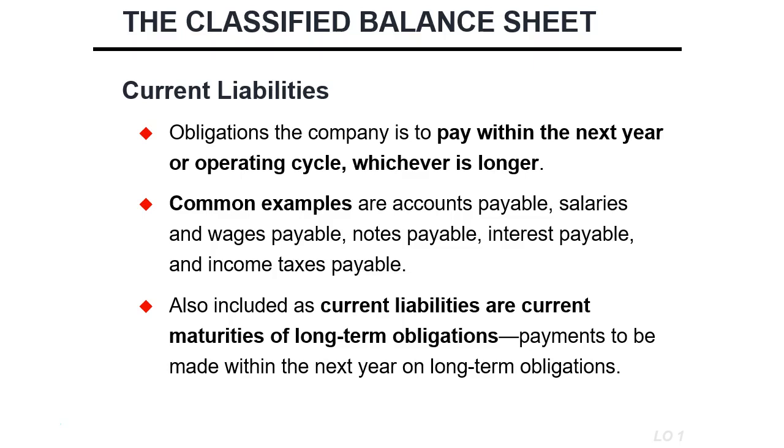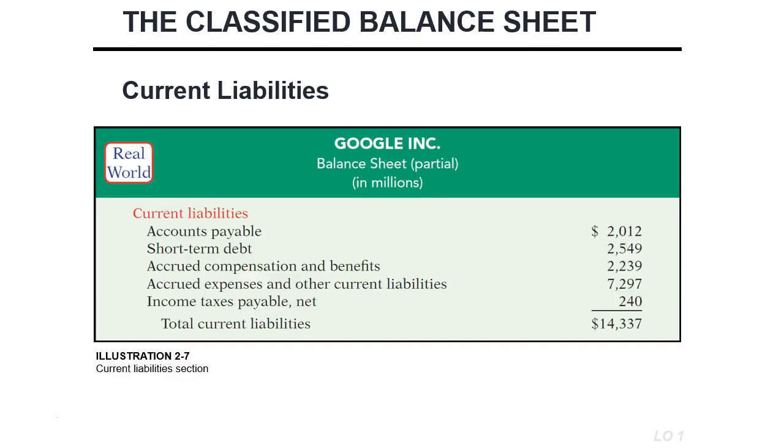So think about your car note. If you have a 5-year loan on your car note, again, the amount that's due within 1 year from your balance sheet date is recorded as a current liability. The remaining section is shown as long term.